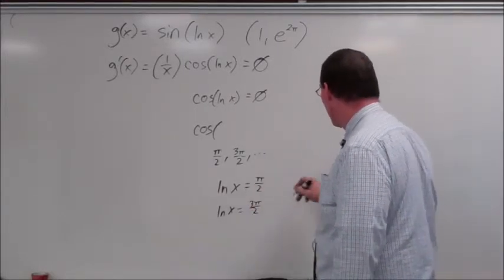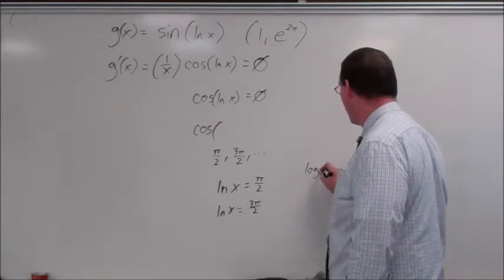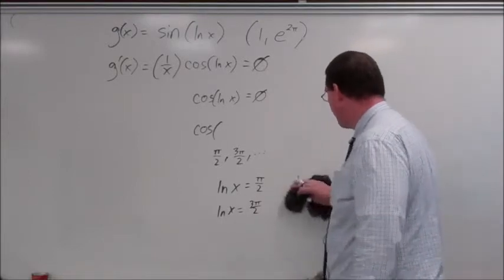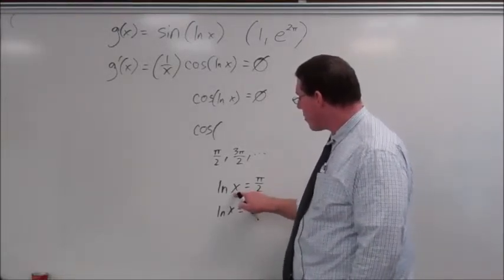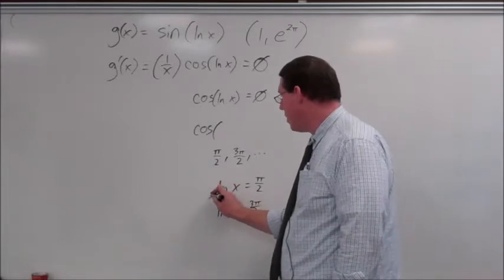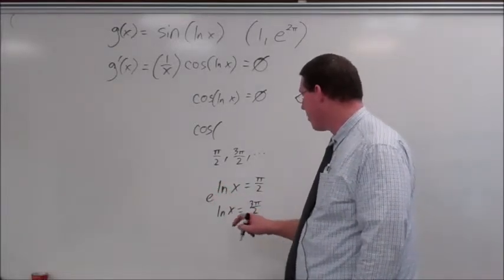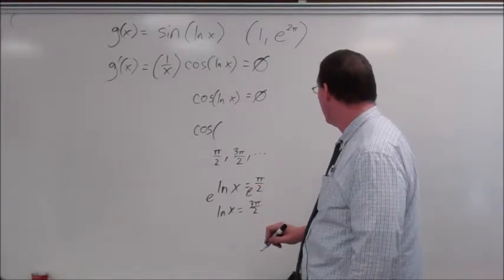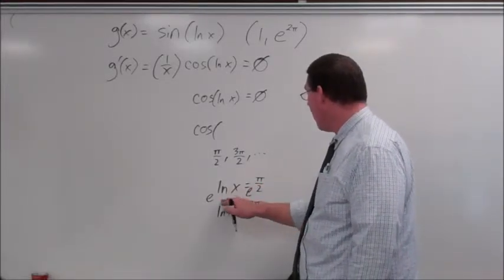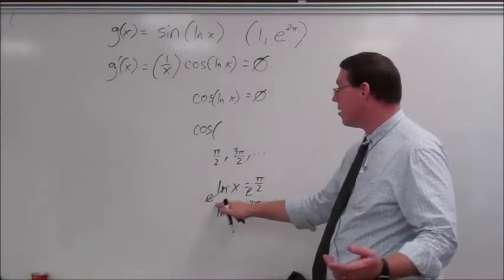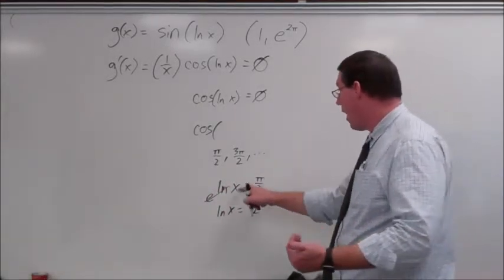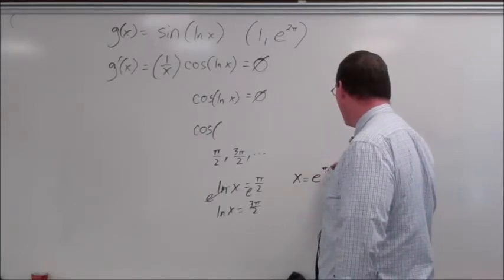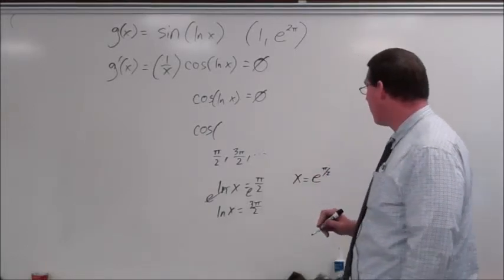Well, look at this. Natural log of x is the same thing as log base e of, well, actually, let me do it a different way. If we want to set x free here, we have to do e to the natural log of x. Okay? And if we do e to the natural log of x, we have to do e to the pi over 2 power. Okay? And this is going to cancel the natural log because e and natural log are inverses. And now what we're going to see is that x is equal to e to the pi over 2 power.